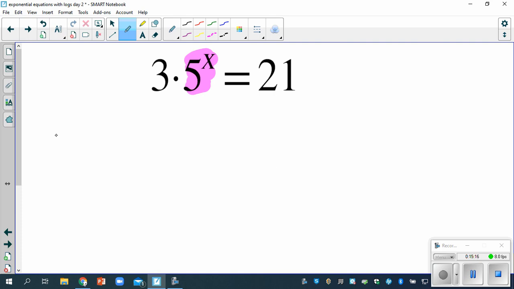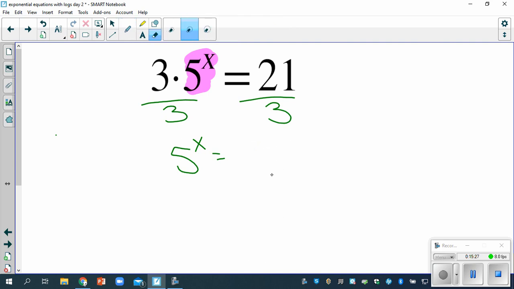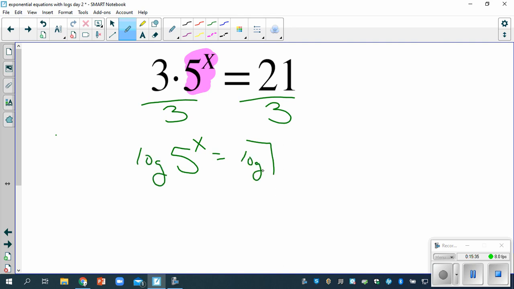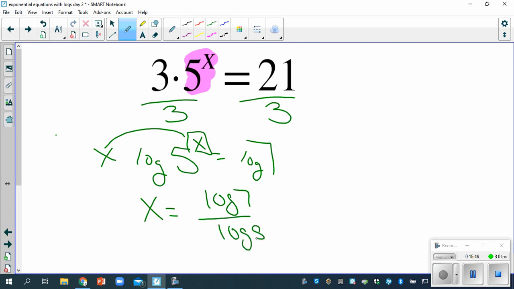Have fun with it. Let's divide by 3. 5x equals 7. Now, super easy. I'm going to use log on this side and log on this side. We're going to take this guy, put him in the front. So I'm going to say log 7 divided by log 5. And my calculator does it.